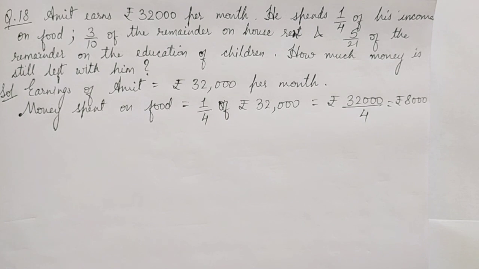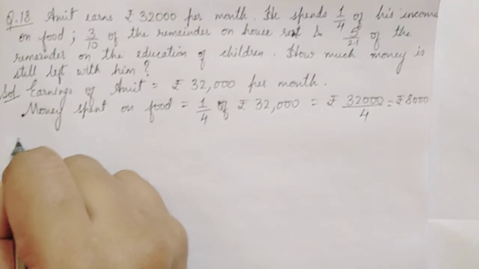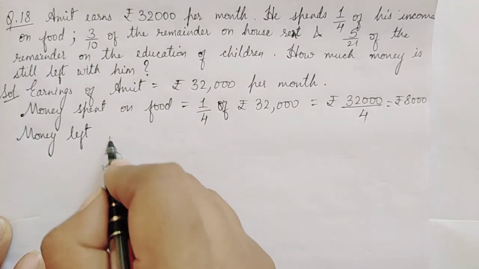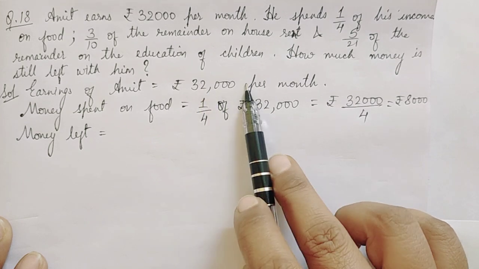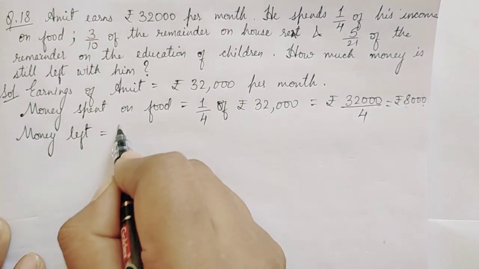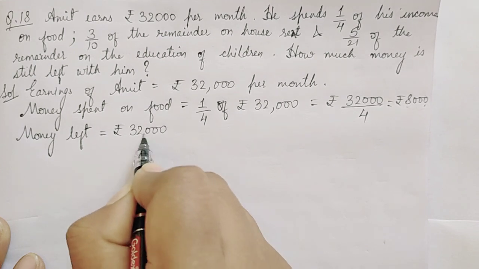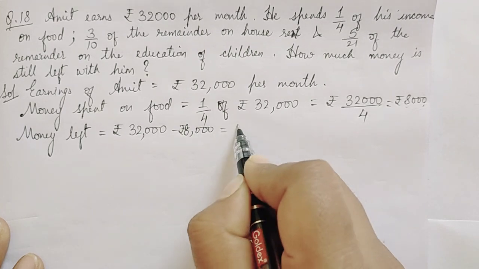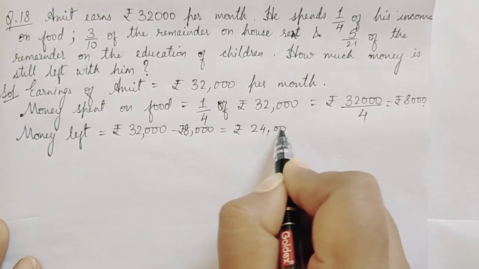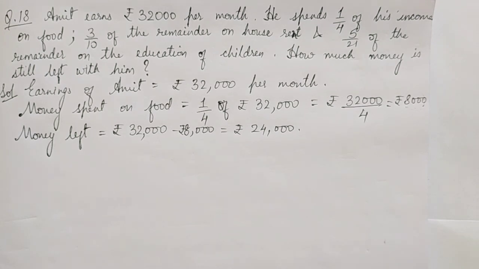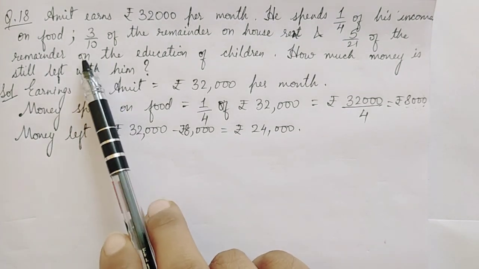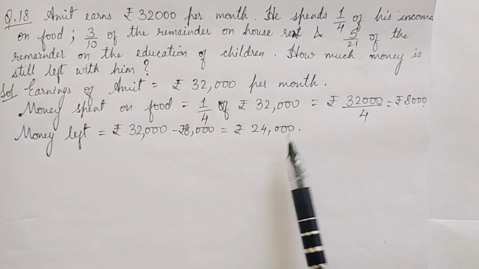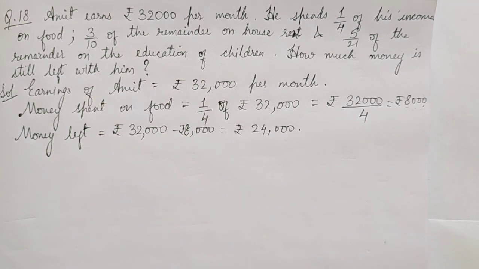Then we have to find out money left or remainder. Money left is 32,000 he was earning, and money spent on food is 8,000. So we will subtract 32,000 minus 8,000, and it is giving us rupees 24,000. So now this much money is left with him. Now after that, he is spending 3 by 10 of the remainder on house rent. This is the remainder.